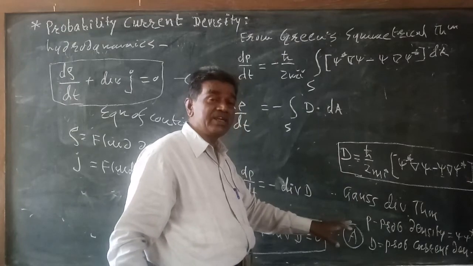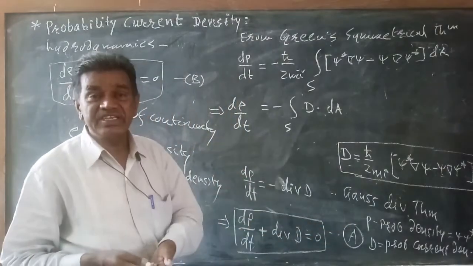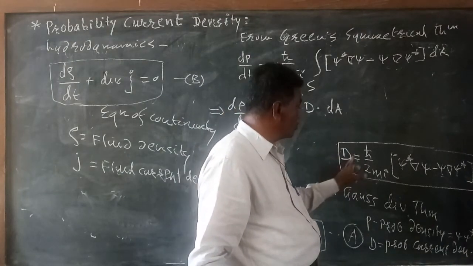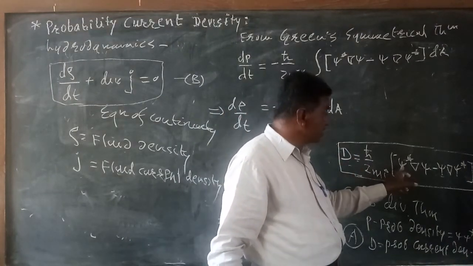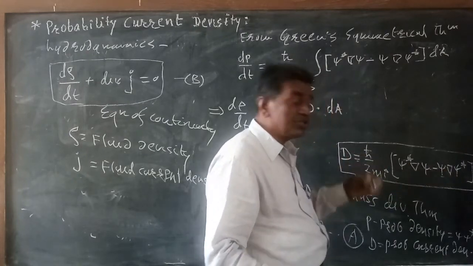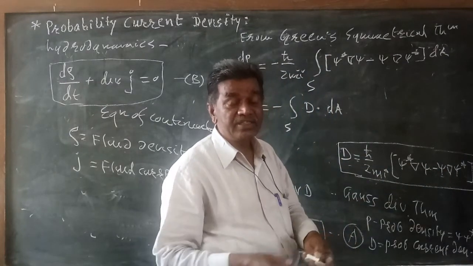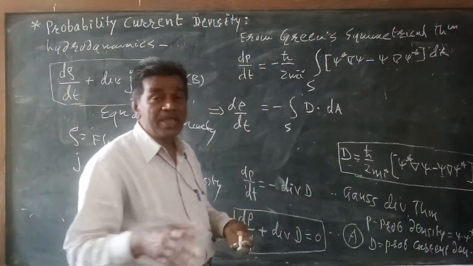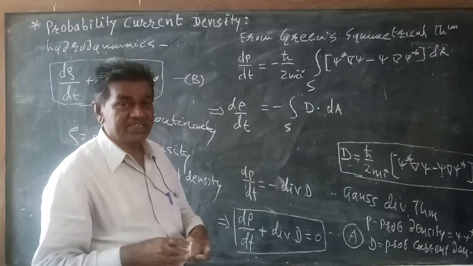So the probability current density associated with any wave function can be calculated by this formula: D is equal to ħ divided by 2mi times (ψ star del ψ minus ψ del ψ star). And how this equation is used to determine the probability current density, we will see by giving two examples in the next lecture.